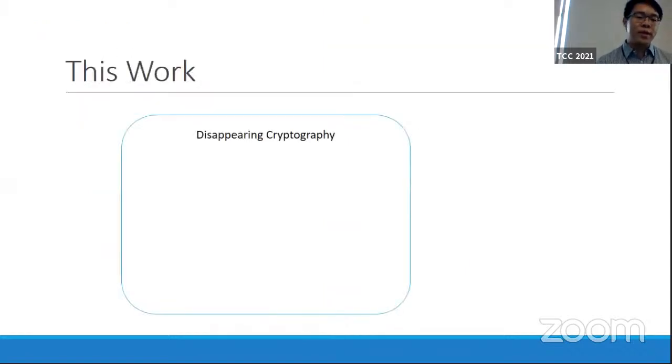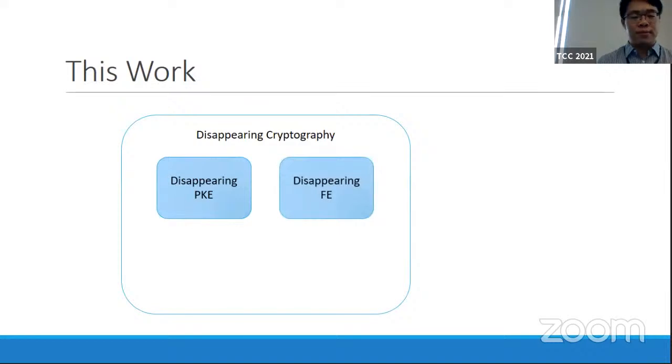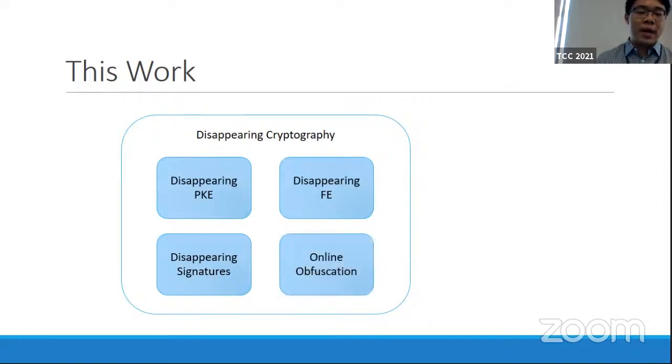Using that intuition, we initiate the study of disappearing cryptography by investigating 4 different schemes. So we start off with a disappearing PKE scheme corresponding to the example that we have just seen, and we further extend it to disappearing functional encryption. We also study disappearing signatures, where the signatures are too large to store for the adversary, as well as online obfuscation, where we imagine we stream programs that are too large for the adversaries to store. And in fact, we show that online obfuscation can be a useful tool by showing how to construct the previous 3 using online obfuscation as a building block.